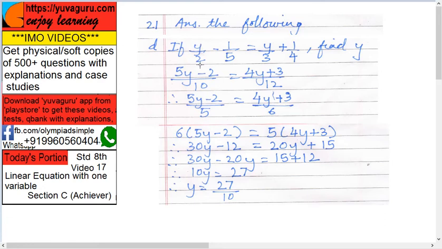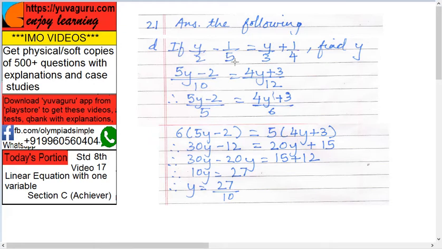Next, if y/2 − 1/5 = y/3 + 1/4, find y. So again go for LCM. LCM on the left side will be separate and the right side would be separate, or you can go for a common LCM also. But left and right separate, it's easier over here.